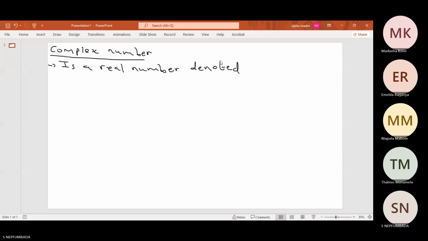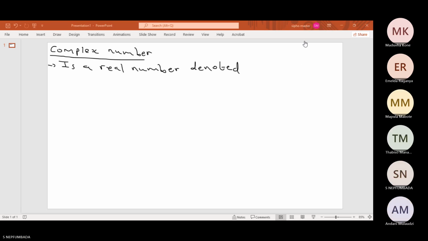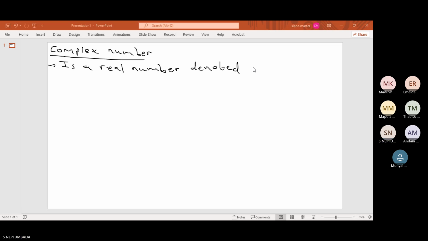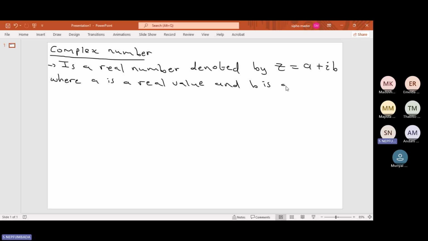It's a real number. We said a complex number is a real number denoted by Z, or is equal to A plus iB, where A is a real value and B is an imaginary number.